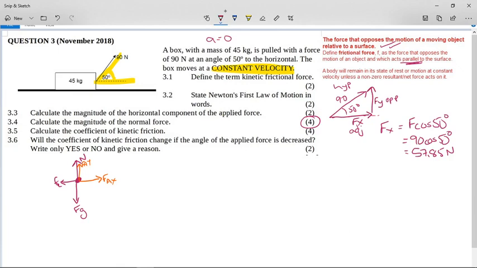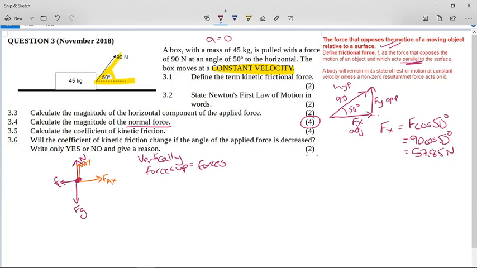So we want to find the normal force. The normal force is acting vertically. If we look at this object vertically, it is in equilibrium. So if the object is vertically in equilibrium, the forces up equal the forces down. Remember, a force is a vector. It has a magnitude and direction.